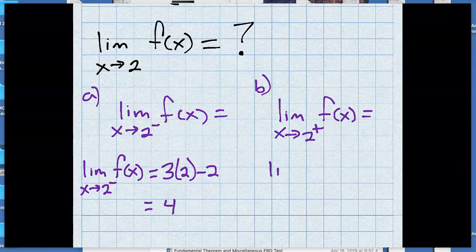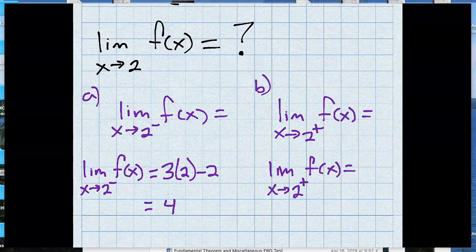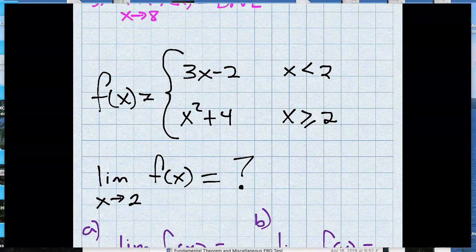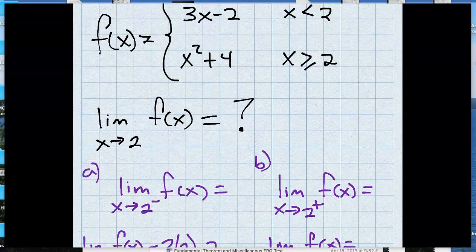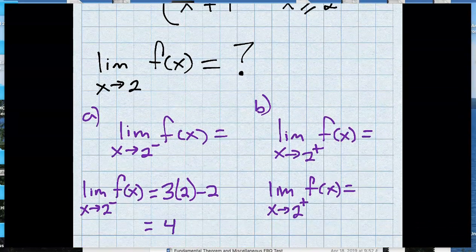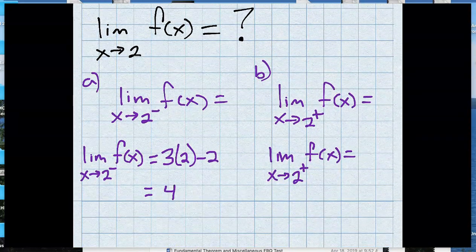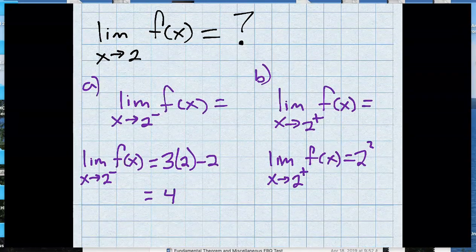Now if we look at the limit as x goes towards 2 from the right side, we know that that just equals whatever happens when we put it into the bottom function. So 2 squared minus 4, so we do 2 squared, is it minus or plus? 2 squared plus 4, which is 8.